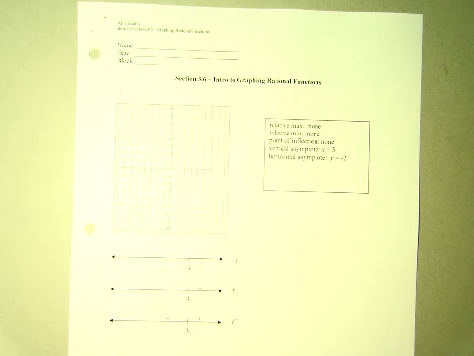Although, actually, I think you can handle drawing in the asymptotes. So draw in the vertical and horizontal asymptote.